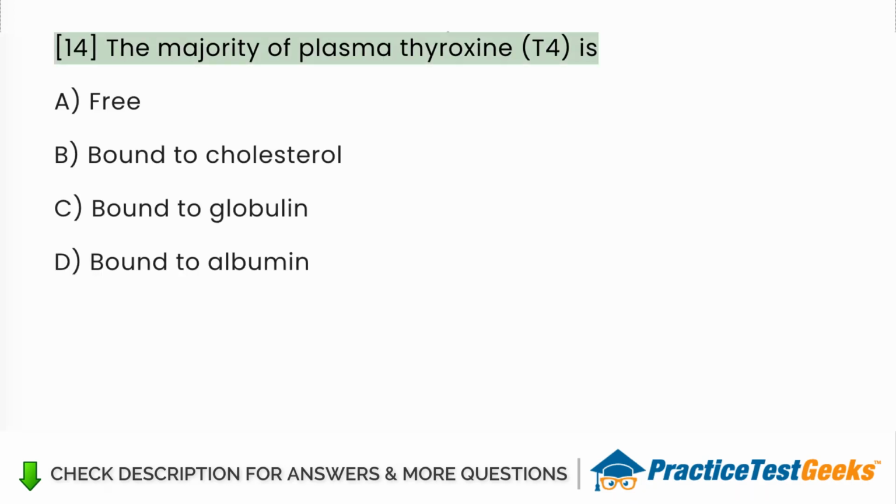The majority of plasma thyroxine is A. Free. B. Bound to cholesterol. C. Bound to globulin. D. Bound to albumin.